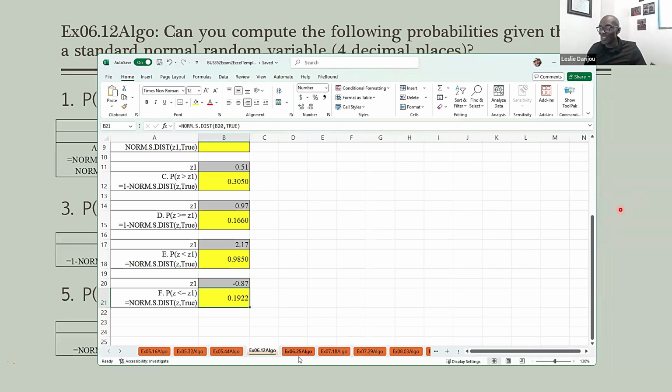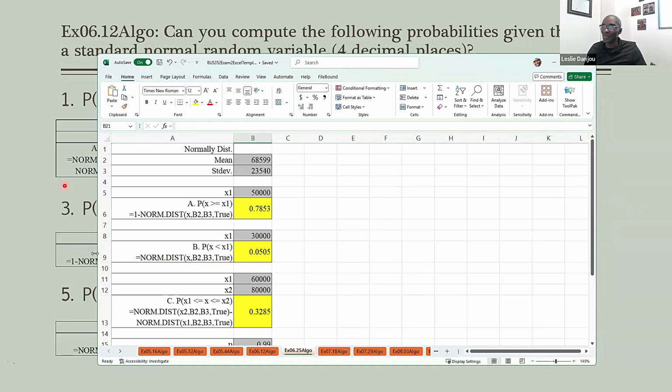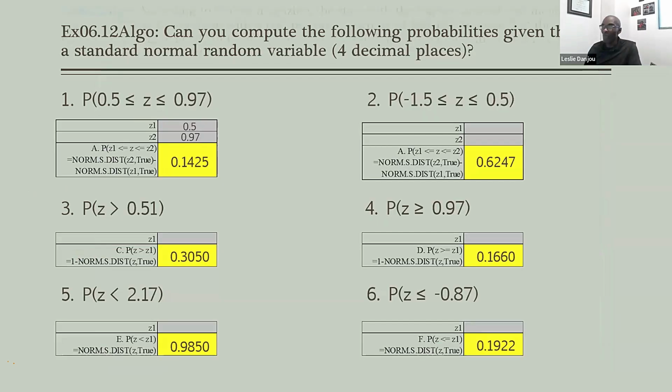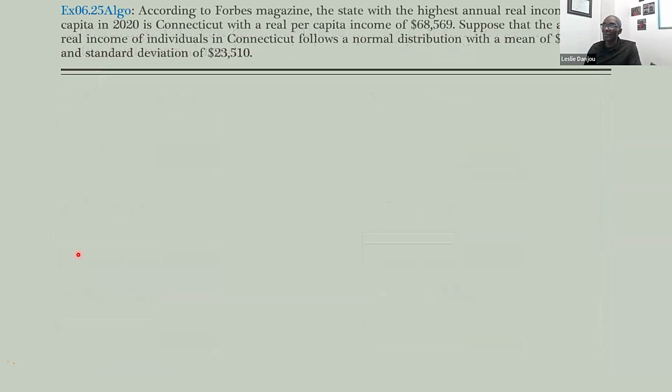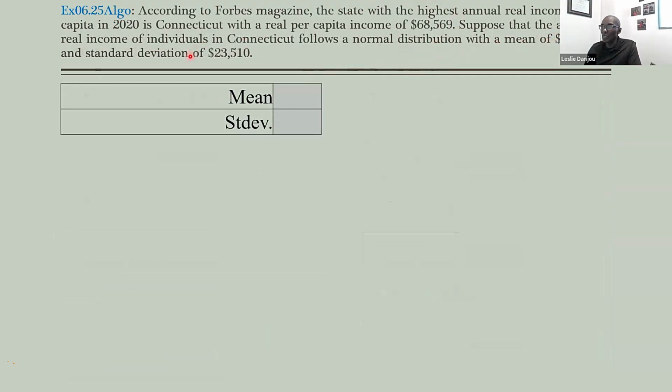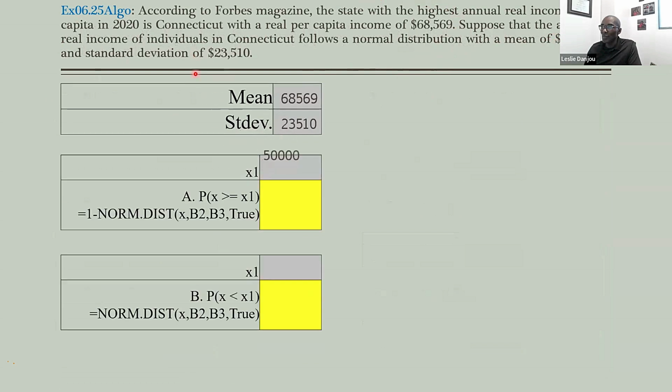All right, let's go to 6.25, please. So you got this information right here. Can you plug in your mean? Can you plug in your standard deviation? And can you check your systems to see if it's good? All right, good, good, good. So your mean, all right. And then this first one, we're going to put in 50,000.